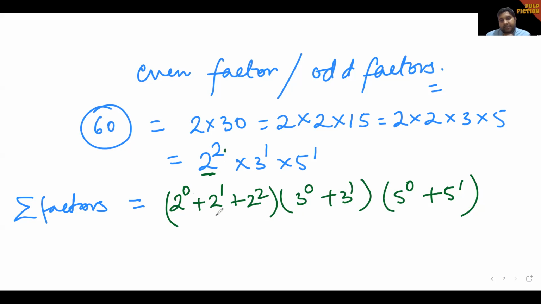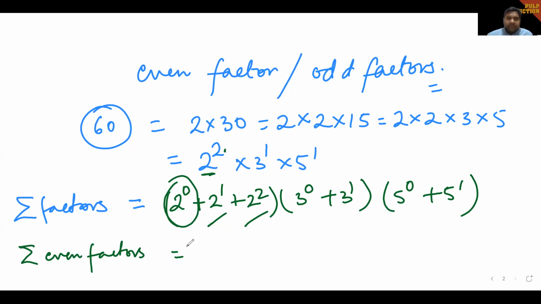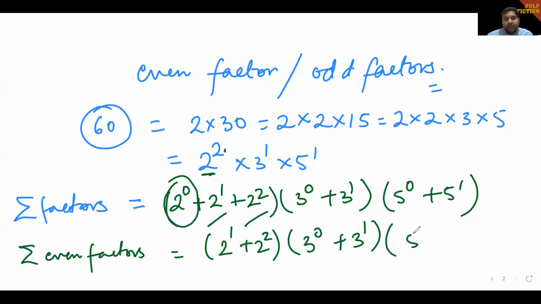any number that gets multiplied by 2 raised to the power 1, 2 raised to the power 2, is going to be an even number. तो बड़ा सिंपल है ना. If we are to find out sum of even factors, so we will simply then remove 2 raised to the power 0. That's all. We will remove 2 raised to the power 0 and we will keep it as 2 raised to the power 1 plus 2 raised to the power 2, 3 raised to the power 0, 3 raised to the power 1, 5 raised to the power 0 and 5 raised to the power 1.